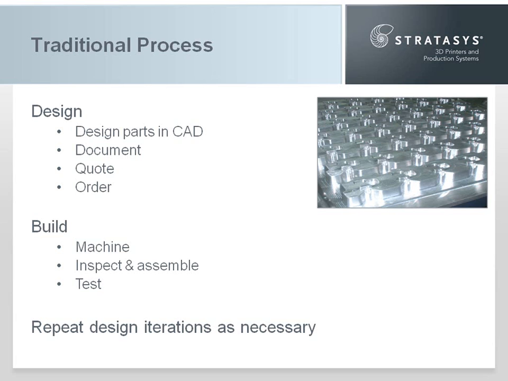Once the order is placed, the parts need to be built or machined. Generally, they'll need to be inspected, oftentimes assembled if it's more than one component. And then those parts will need to be tested. If they meet the demands, they can be put into use. If not, you repeat the design iterations as necessary and start the process over, go through that again. So it can be a little bit of a longer process.